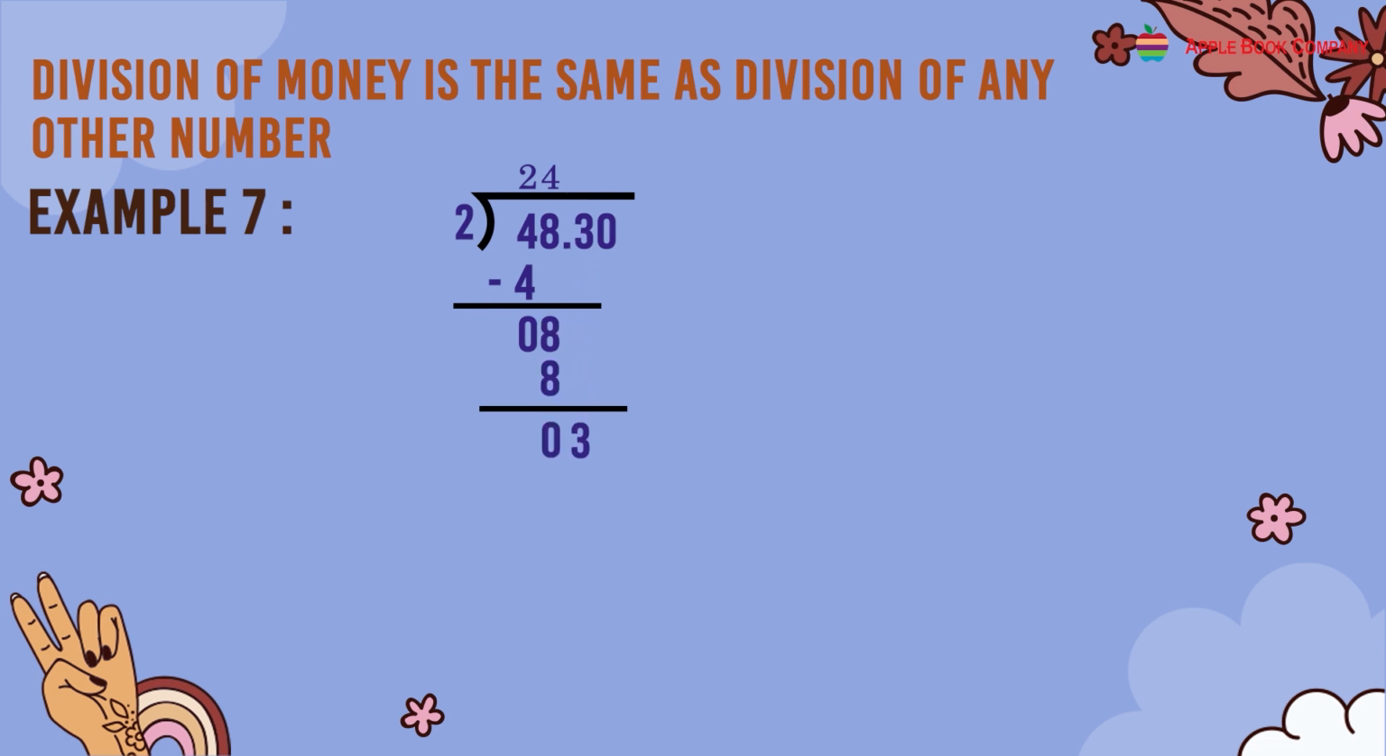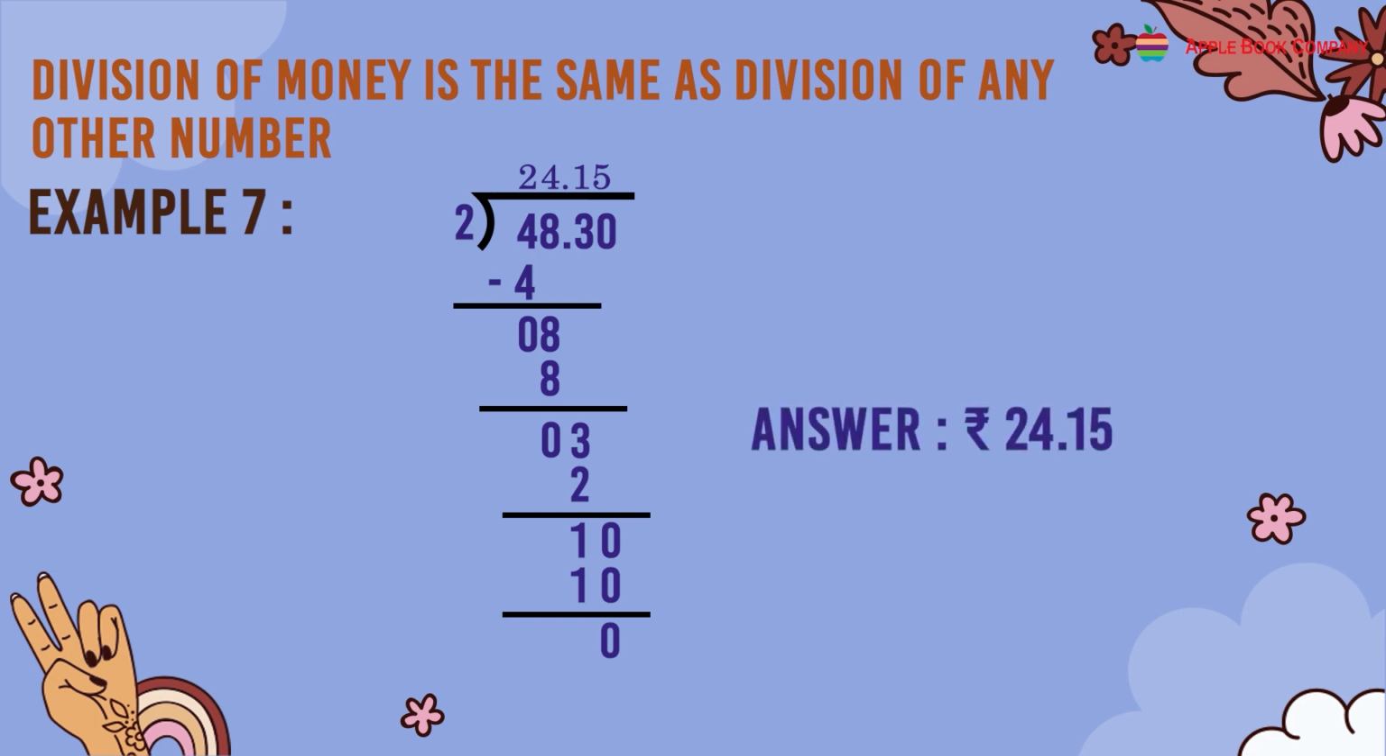So bring down 3. 2 1s are 2. So 3 minus 2 is 1. Bring down 0. 2 5s are 10. So you will get 24.15. So it is 24 rupees 15 paise.